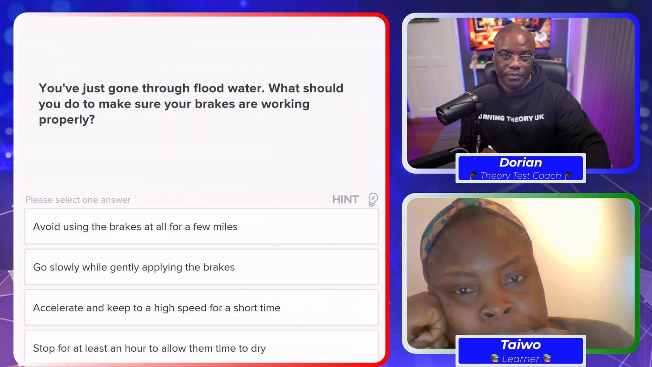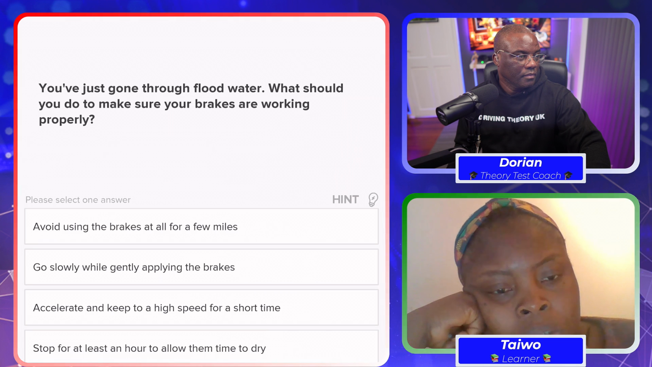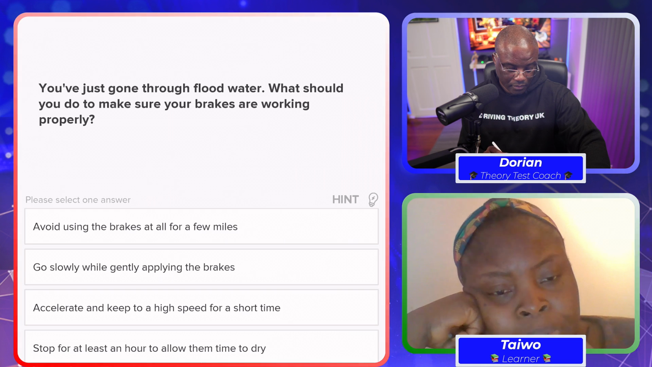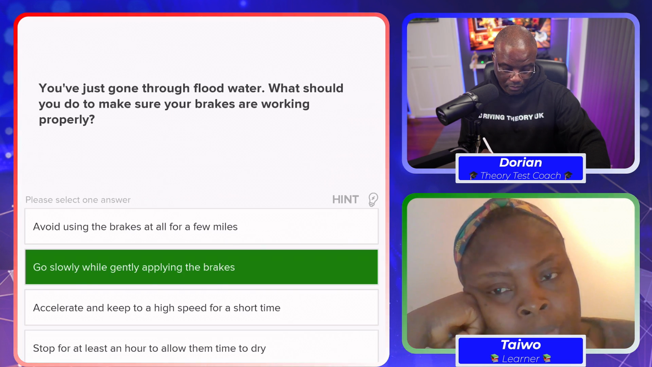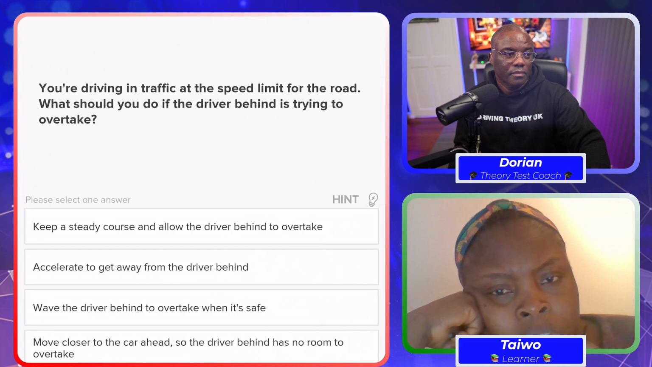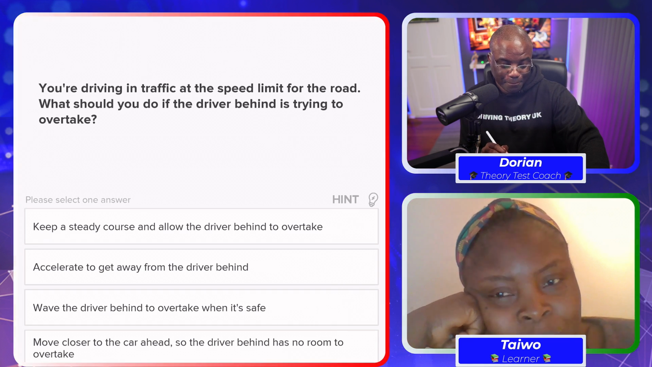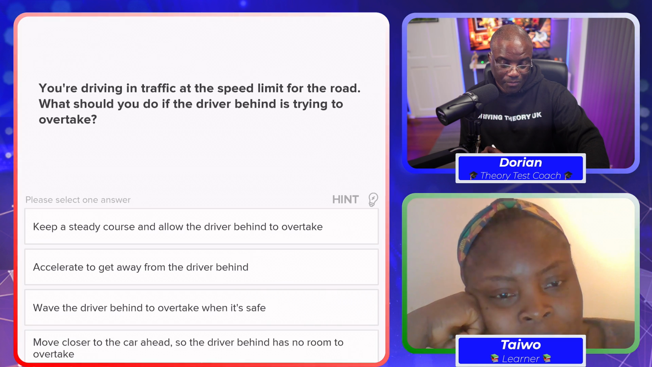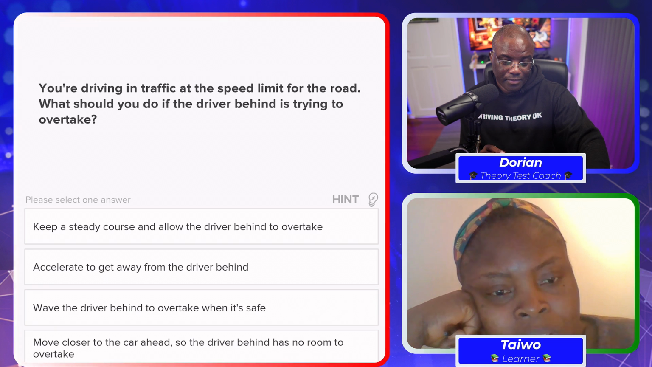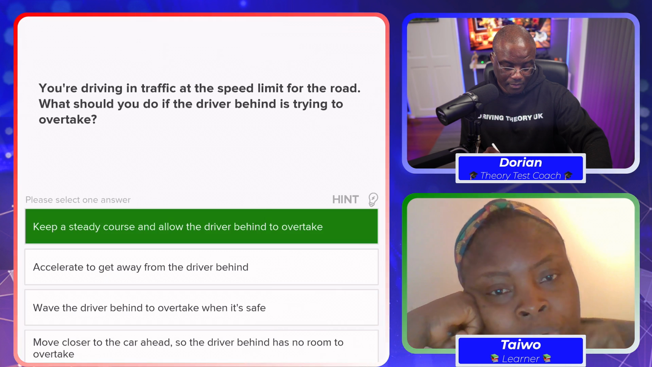You have just gone through flood water. No, go slowly while gently applying the brakes. B. You're driving in traffic at the speed limit for the road. What should you do if the driver behind you is trying to overtake? That's similar to the question we had previously, when you had to adjust. A. Keep it steady and allow the driver behind to overtake. I'll go for A.